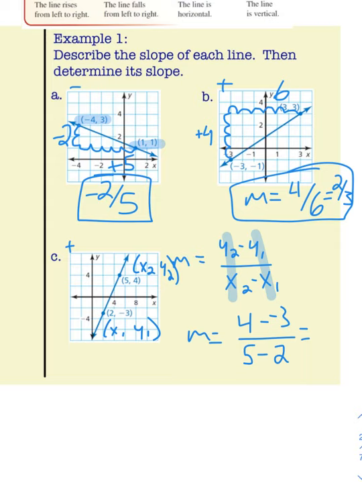All right, let's solve this. 4 minus negative 3 is the same thing as 4 plus 3, which is 7. And 5 minus 2 is 3. So our slope is 7/3. And we can check that with our graph. It looks like it went up 7 and then over 3.